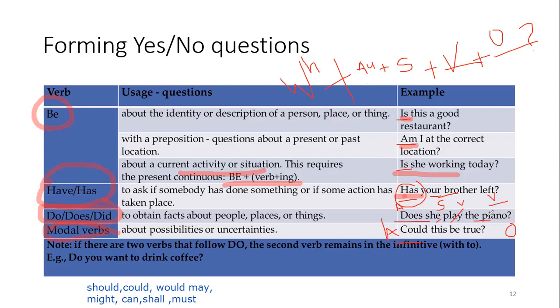Yes or no, right? If I add a WH word to this, I can ask where she plays the piano. So what do I do? I add where. Where does she play the piano? Right? I can also ask why does she play the piano? Or I can ask how does she play the piano?